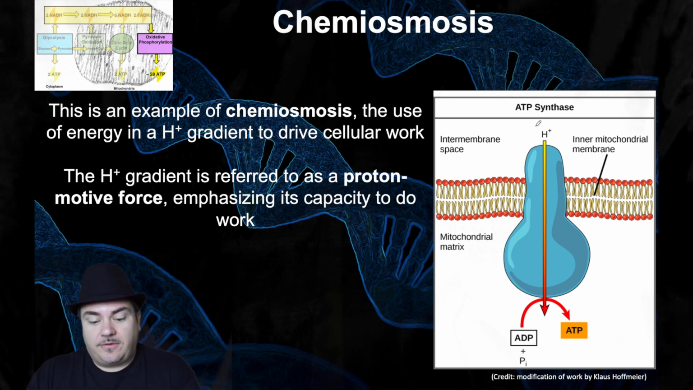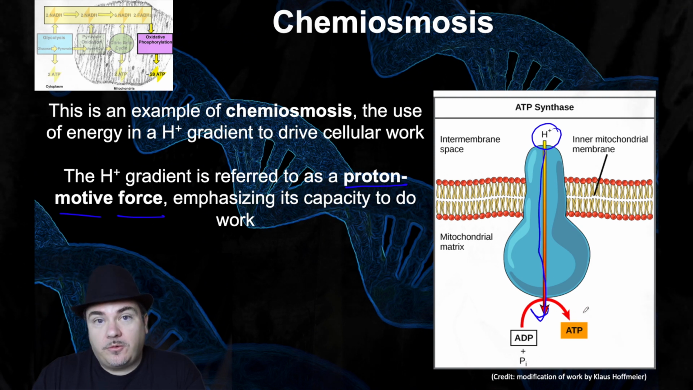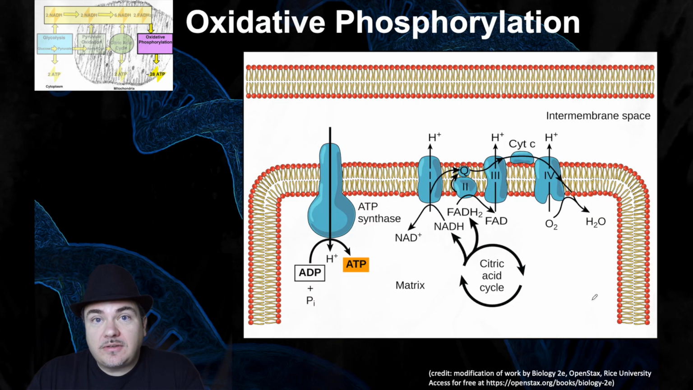Now there's a name for this proton gradient, and the fact that it wants to do work, we call it proton motive force. So hydrogen ions are protons. The protons want to move, so that's motive, and when they move from one side to the other, there's a force behind it, and that force is used to make ATP. So putting those two together, the electron transport chain and chemiosmosis, those are called oxidative phosphorylation, which is the third main stage of aerobic cellular respiration.